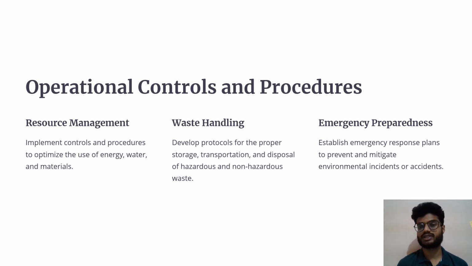And the third one is emergency preparedness. Establish emergency response plans to prevent and mitigate environmental incidents and accidents.